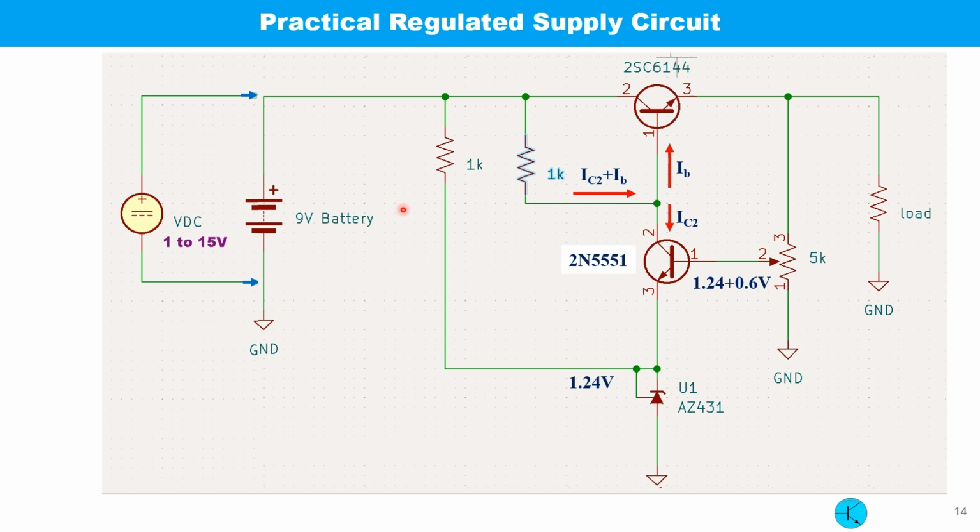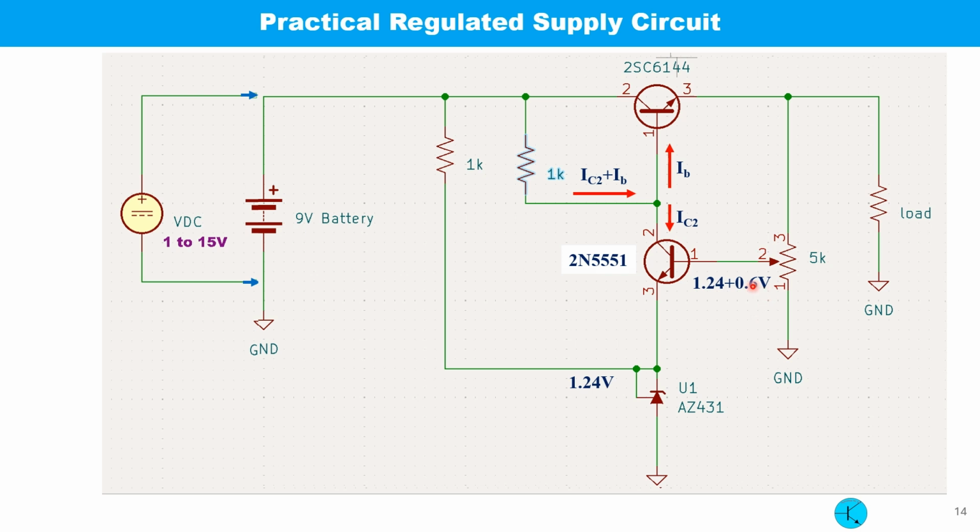A simple practical voltage regulator circuit is shown here. This transistor is acting as an error amplifier and the other one is serving as a pass transistor. The reference voltage is 1.24 volt set by the shunt regulator. A fraction of the output voltage to be compared is set by the 5 kilo ohm potentiometer.